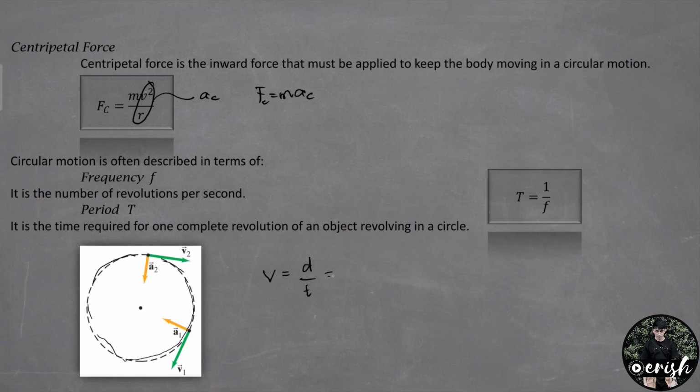So what we put in D is, for example, if we make 1 revolution, we consider the whole circumference of the circle. Our formula for that is 2 pi r over time. So, this is how circular motion works.